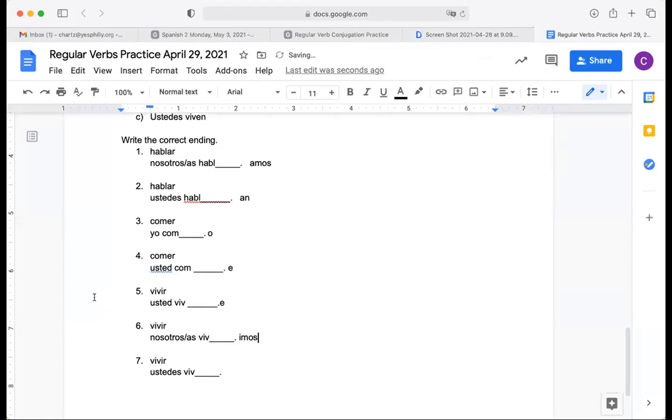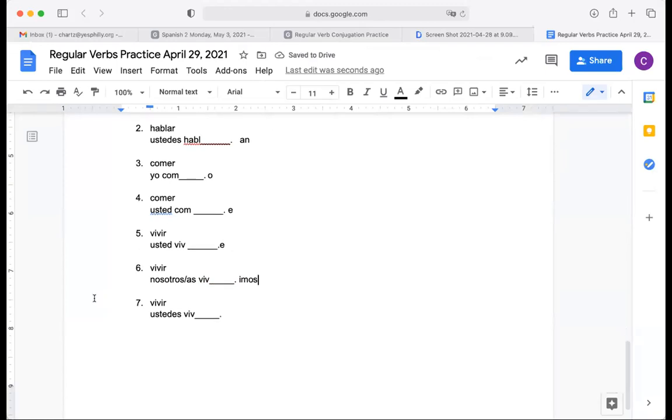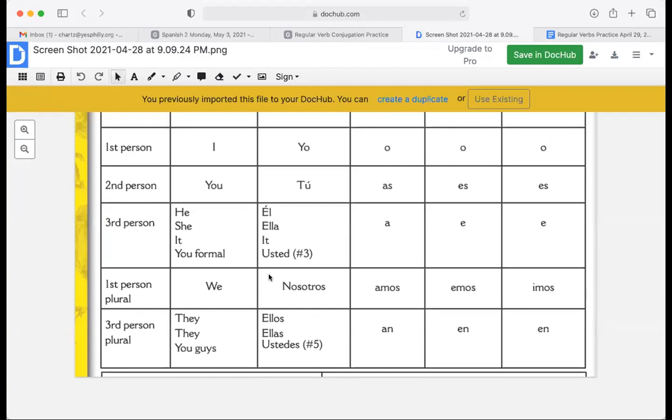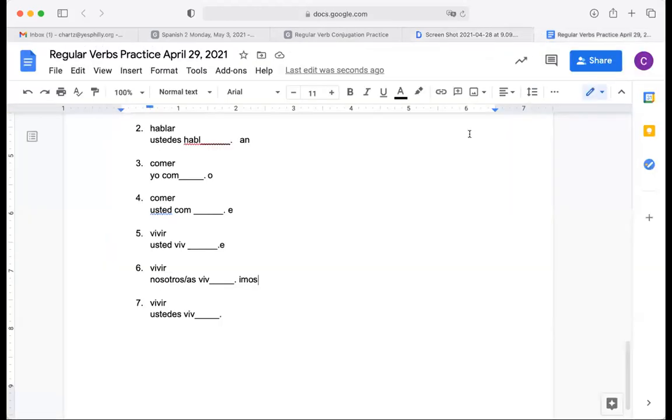Okay, so for our last one here for our homework, we have vivir and we have ustedes. That's our subject, so like you guys, y'all, and we need our ending for that. So let's go to our chart, and we have ustedes right here. You're going to go all the way over to IR, and it's going to be EN. So it's going to be viven, EN.